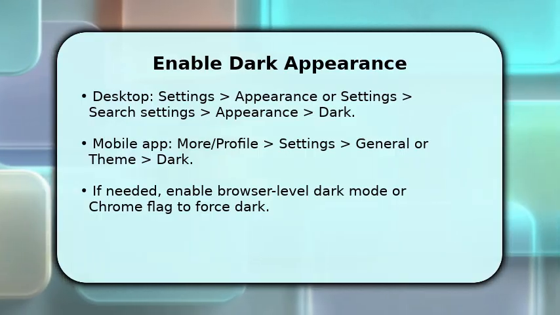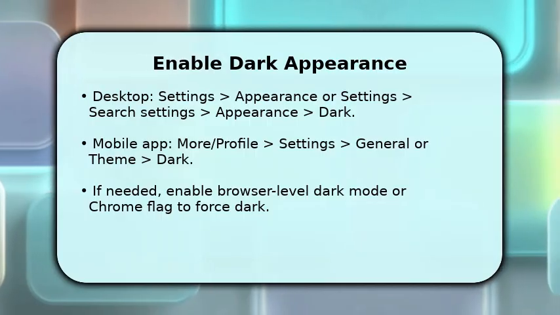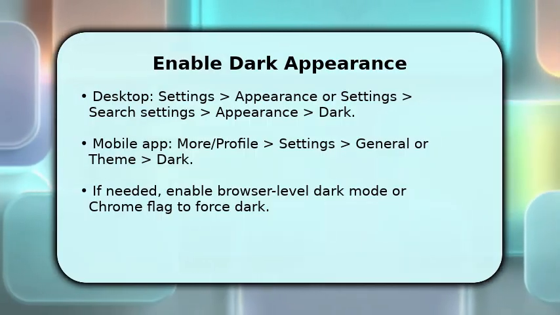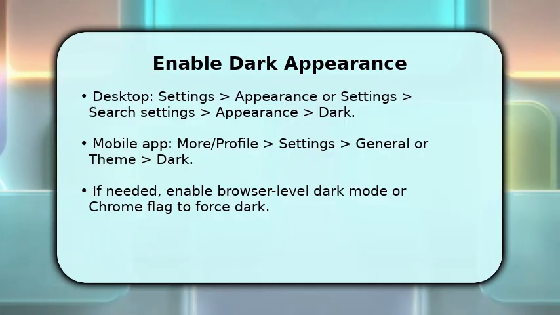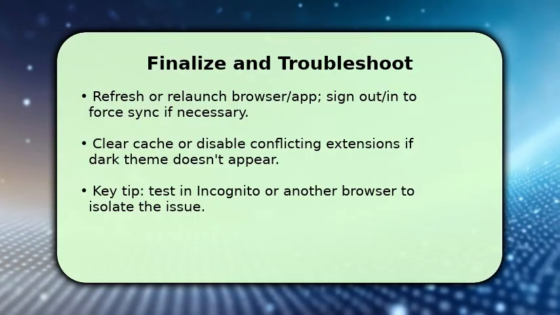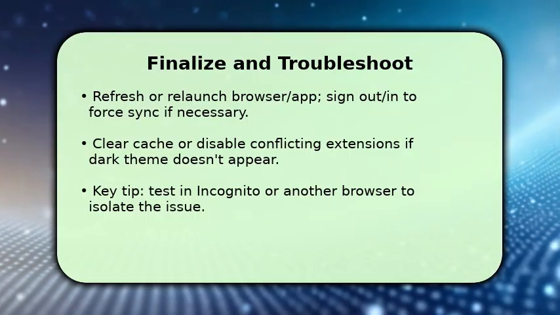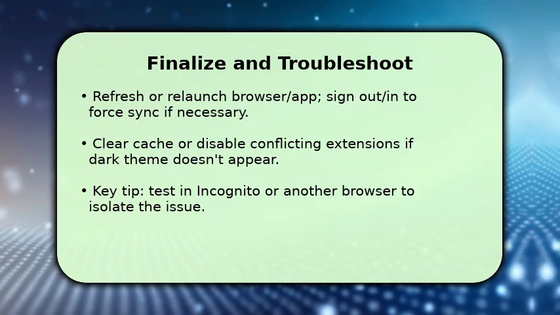If a full site dark is missing, enable your browser's dark mode, or for Chrome, use the experimental flag to force dark pages. This works as a fallback to convert light elements into darker tones. Finish by refreshing and checking that Google.com now shows a black background and muted text. Make sure appearance is saved in your account settings if you want sync across devices.